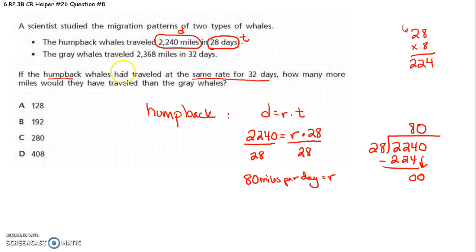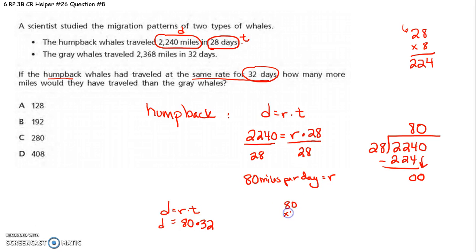So let's say that that humpback whale traveled 80 miles per day for 32 days. How many more miles will it have traveled than the gray whale? Okay. So again, we'll now use distance equals rate times time. Now we don't know our distance. We don't know how far overall this humpback whale traveled, but we know that they went 80 miles per day for 32 days. So now we just multiply the rate of 80 miles per day times 32 days.